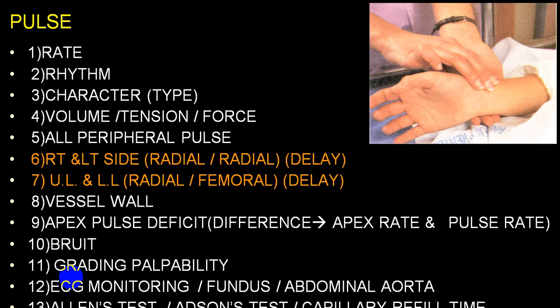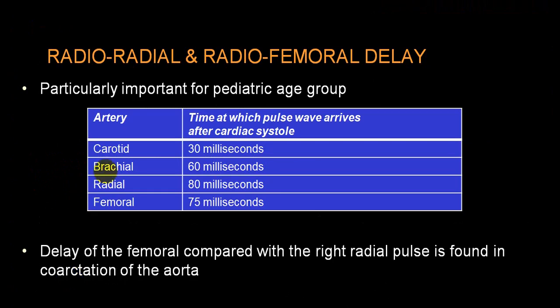Normally, all pulses come simultaneously. But if you look at this particular slide, the carotid will come after the cardiac systole. So ventricular systole 30 milliseconds, brachial will take 60, radial will take 80. So brachial is a little after the carotid, radial is a little after the brachial, and femoral is a little after the brachial.